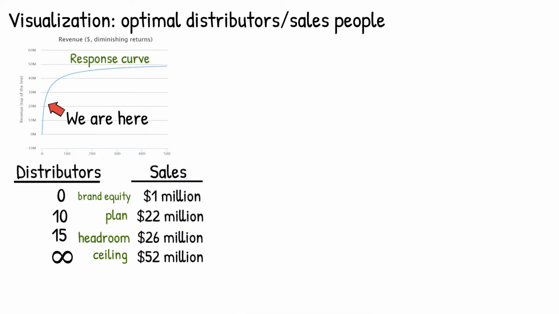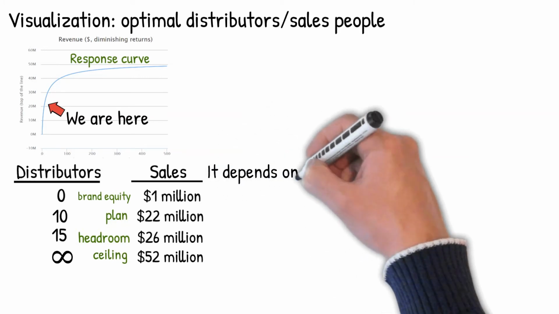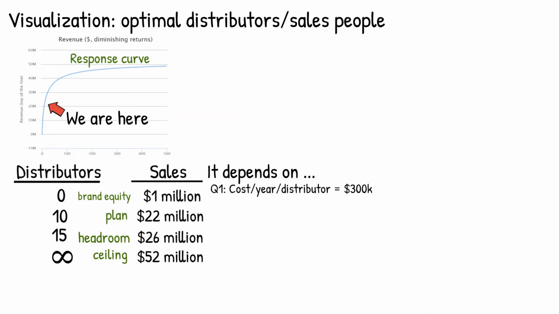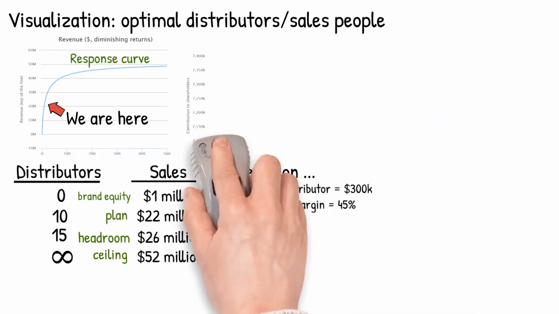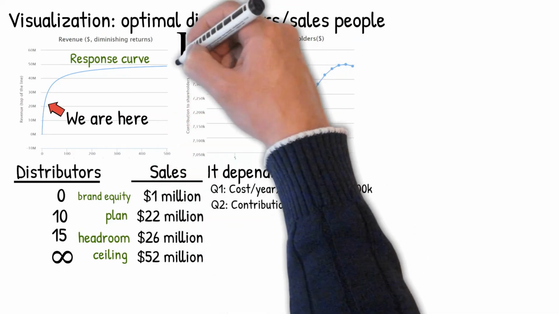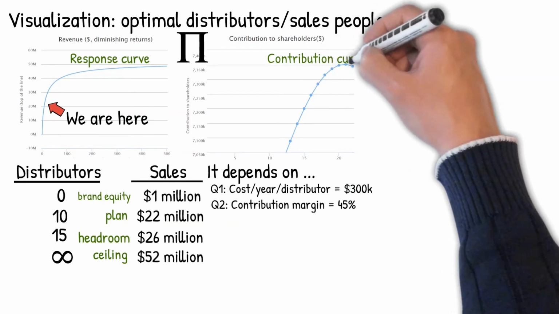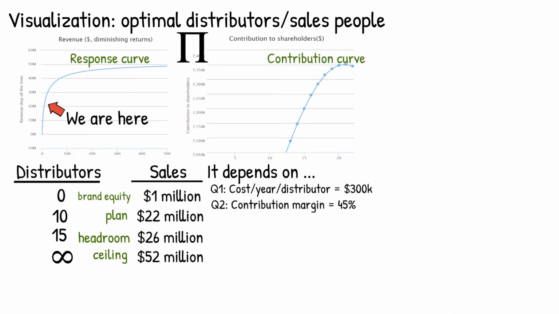Question. Should we have more or should we have less salespeople or distributors? Well, that depends. It depends on the cost of a salesperson or a distributor. Let's assume they're $300,000 per year to hire. Secondly, it depends on the profit margins from sales. We have to cover the cost of goods sold and the salespeople. What managers need to know is what's called the contribution curve. It's a plot between the levels of distributors and the actual profitability of the organization, knowing that those profits already cover the salaries of the sales force. That leads to a contribution curve.